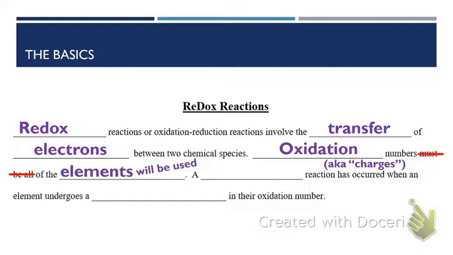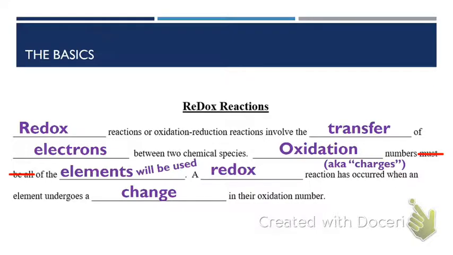So we're going to talk a lot more about oxidation numbers in just a second and how to find them. For the most part, they're the same as charges, but not always. So we need to get used to this new word, oxidation numbers. Now, a redox reaction has occurred when an element undergoes a change in their oxidation number. And that comes back to that transfer of electrons. If an atom gains or loses electrons, then their oxidation number, aka their effective charge, is going to be changing. It kind of makes sense.